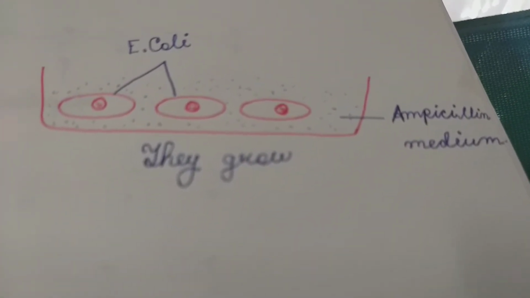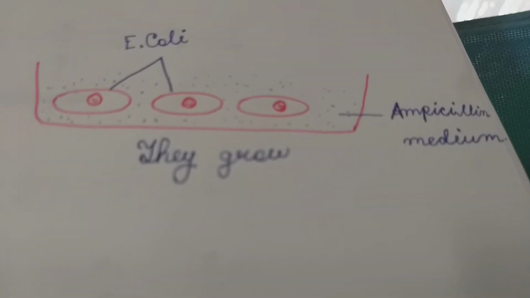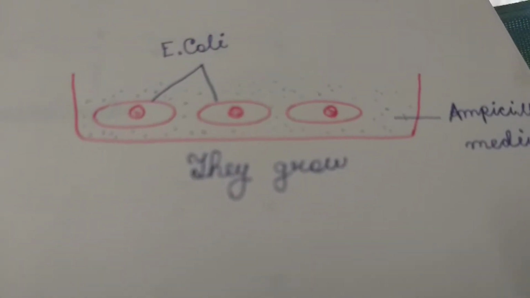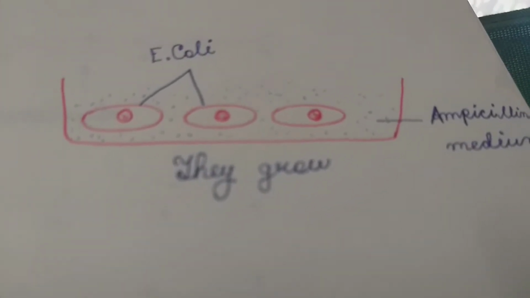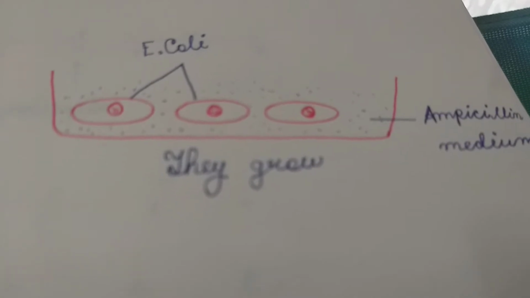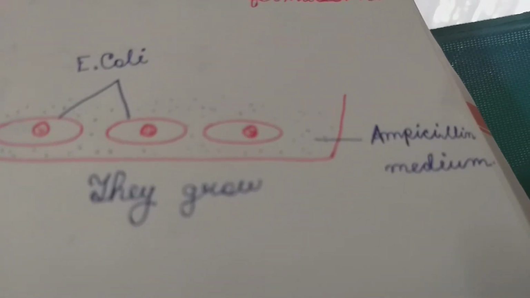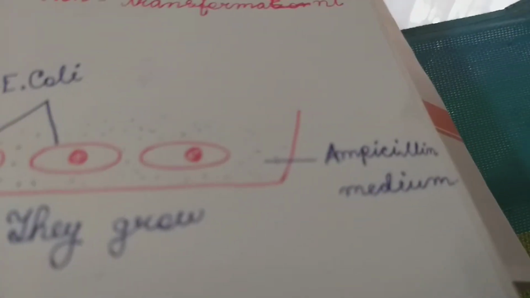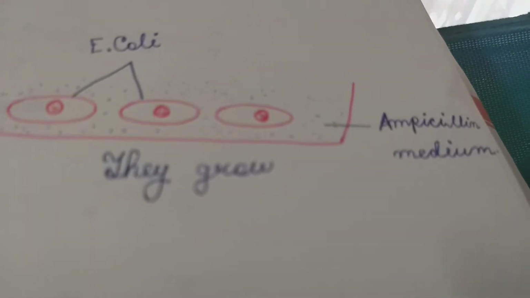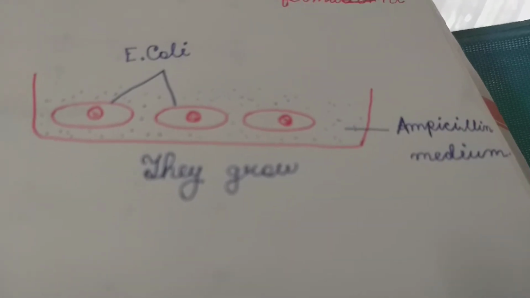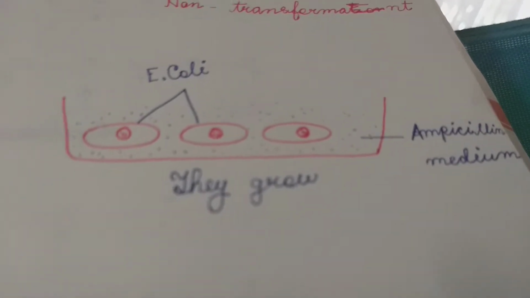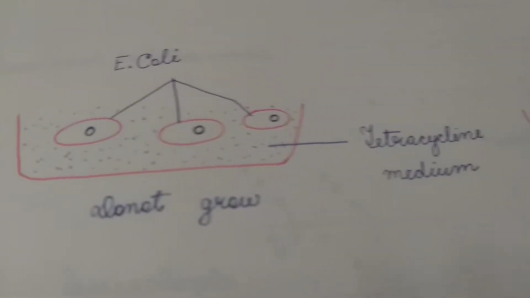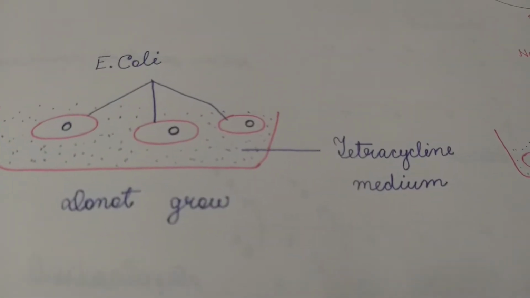So these bacteria continue to grow and multiply in the ampicillin containing medium if they are allowed to grow in a culture plate containing ampicillin antibiotic, because they retain the ampicillin resistance gene, that is a selectable marker. The same bacteria are transferred to another culture plate containing antibiotic tetracycline.